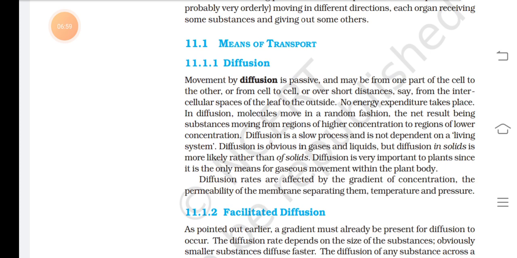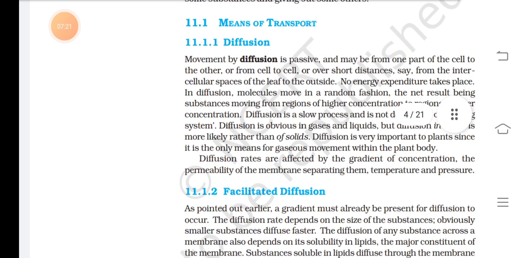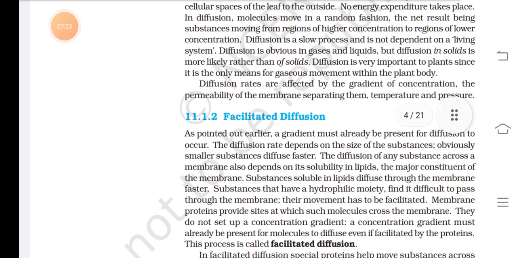Molecules move in a random fashion, the net result being substance moving from a region of higher concentration to a region of lower concentration. Diffusion is a slow process and is not dependent on a living system. Diffusion is obvious in gases and liquids, but diffusion in solids is more likely rather than of solids. Diffusion is very important to plants since it is the only means for gaseous movement within the plant body.